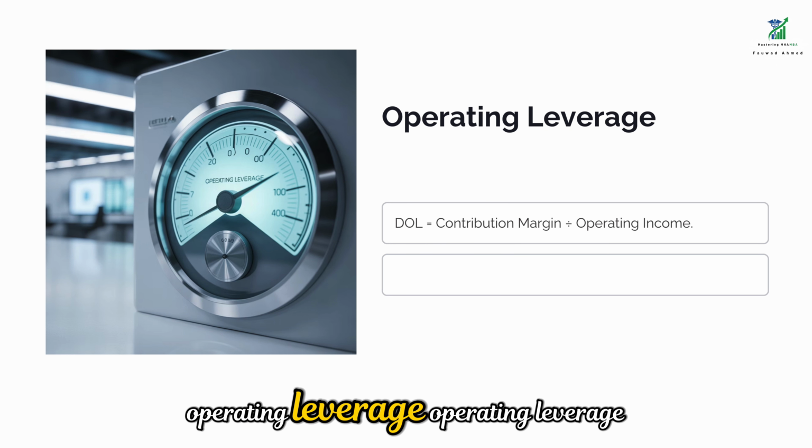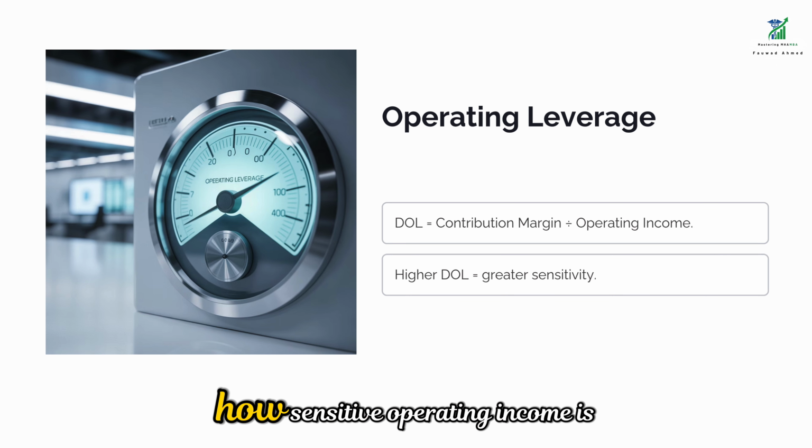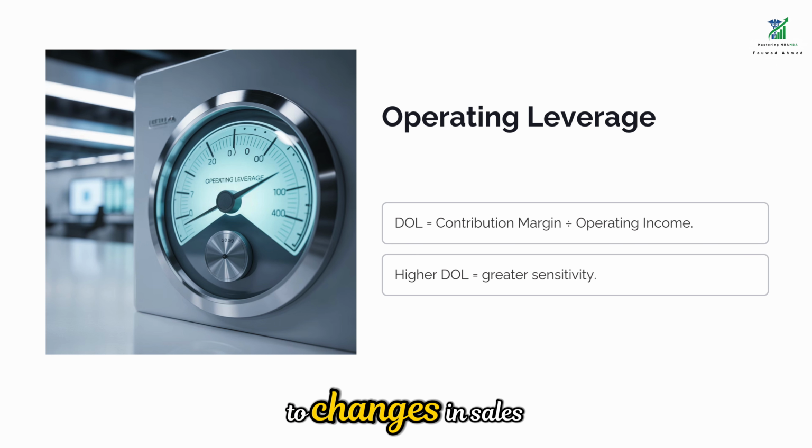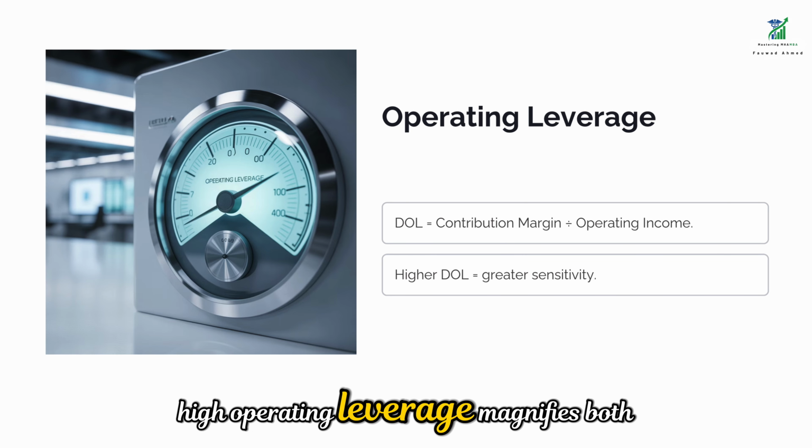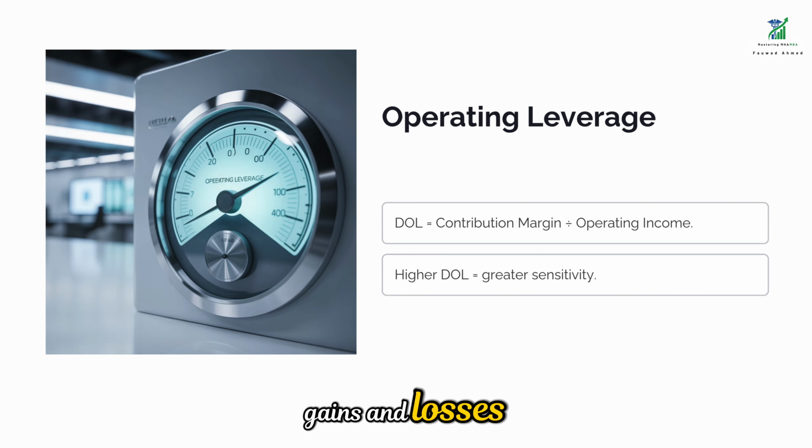Operating leverage. Operating leverage measures how sensitive operating income is to changes in sales. It equals contribution margin divided by operating income. High operating leverage magnifies both gains and losses.